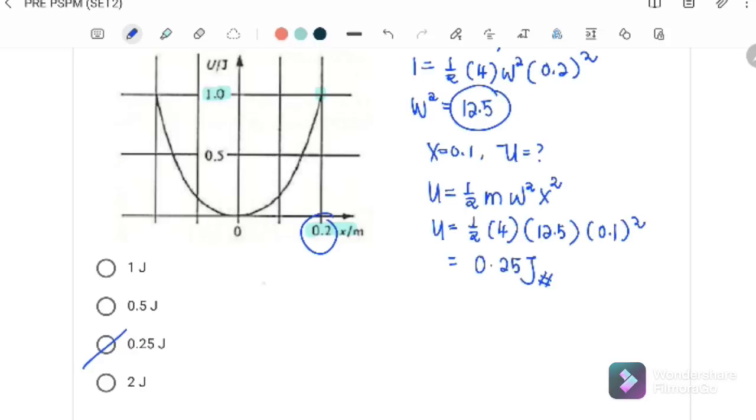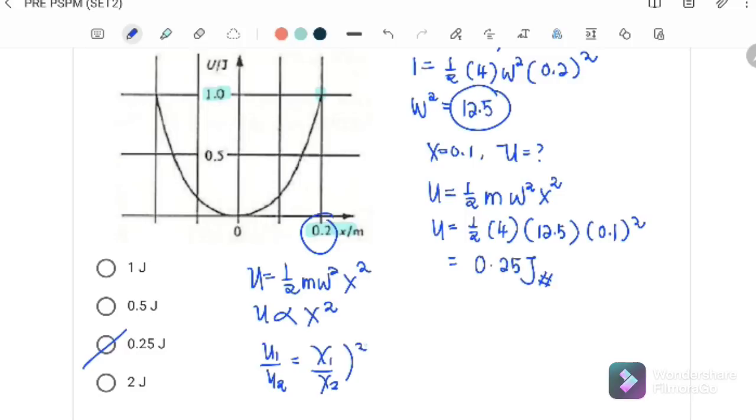Or if you don't want to, actually you can use the relationship where we know U equals half m omega squared x squared. So we know that U is directly proportional to x squared. So you can use U1 over U2 equals x1 over x2 squared to find U2. You use ratios to find U2.